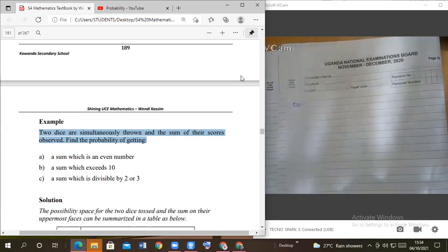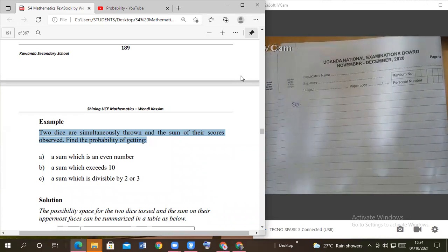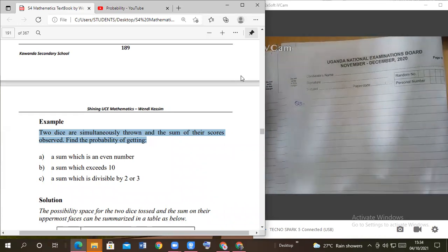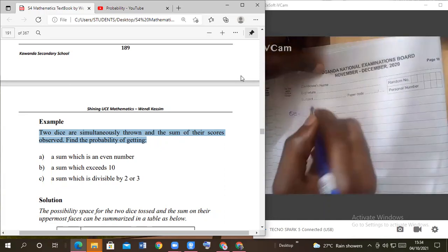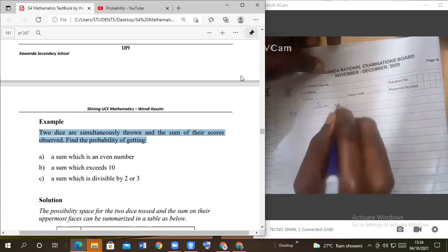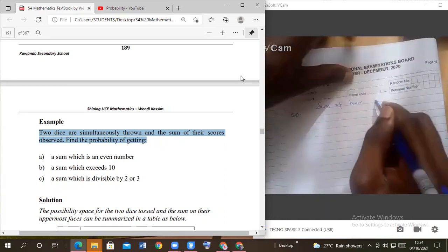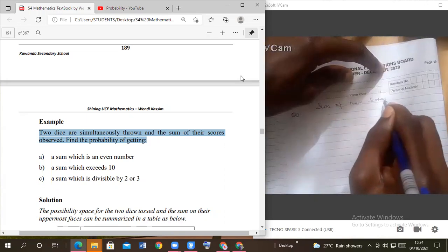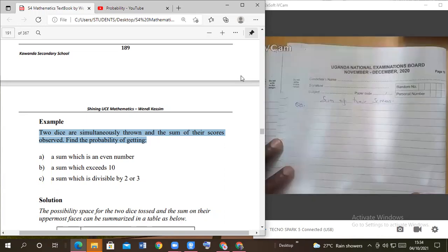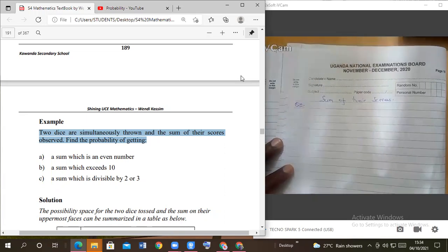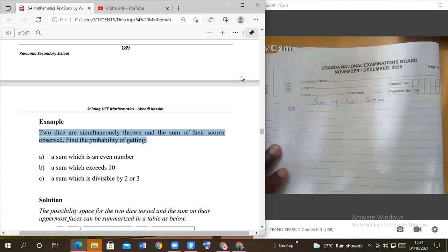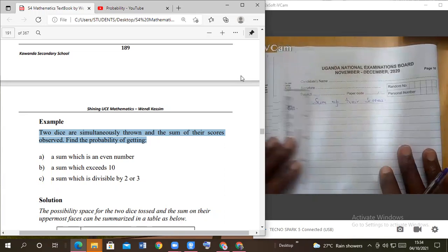They're saying 2 dice are simultaneously thrown and the sum of their scores. Here is what is important, the sum. Here we are looking at the sum of their scores, which means we add them. So can we draw our table?